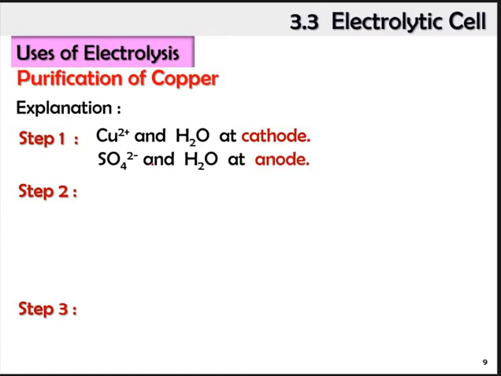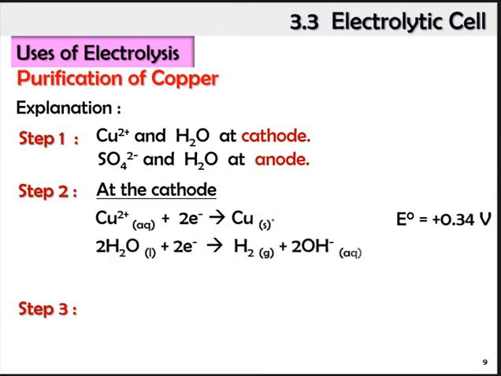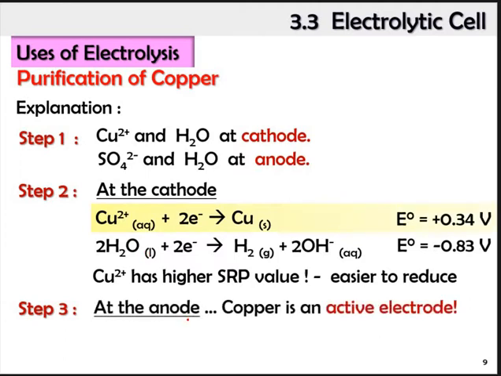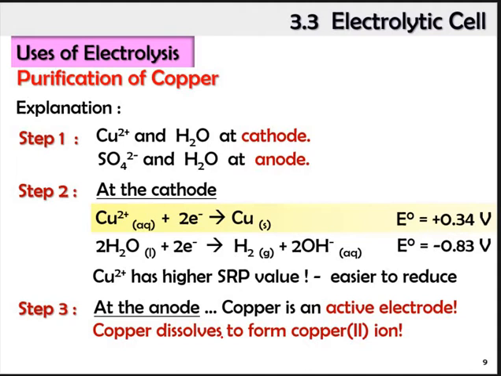Ion akan pergi pada cathode and ion pergi pada anode. Pada cathode kita akan pilih siapa? Kita akan tengok dia punya SRP value. Siapa yang more positif kita akan pilih untuk discharge. So Cu2+ dia mempunyai higher SRP value, so kita akan pilih dia untuk discharge. Pada anode, kita tahu copper adalah active electrode. So bila active electrode kita directly akan ambil dia untuk discharge. Kita tak ambil lain sebab dia adalah active electrode, dia take part dalam reaction ni. So copper dissolve to form copper 2 ion.